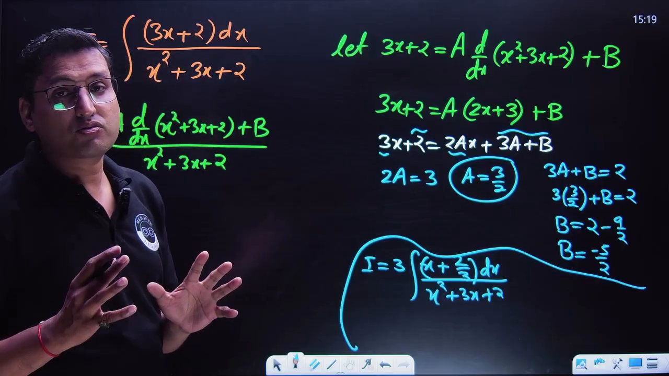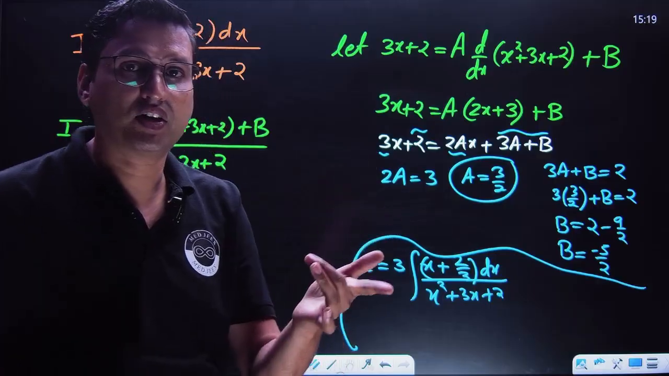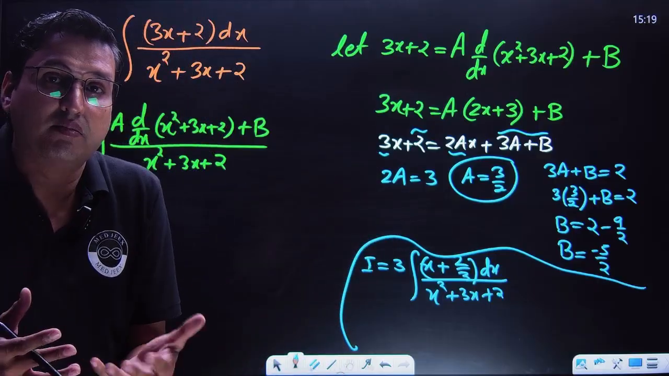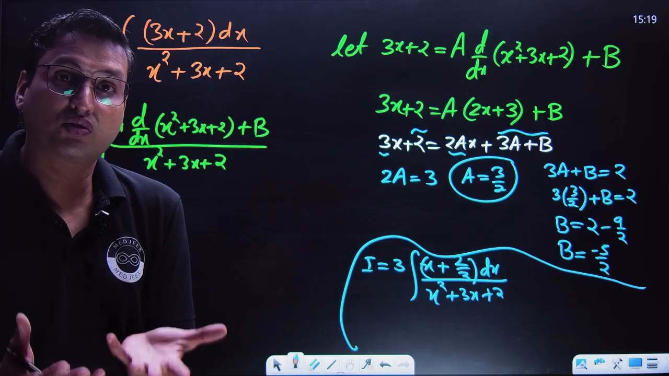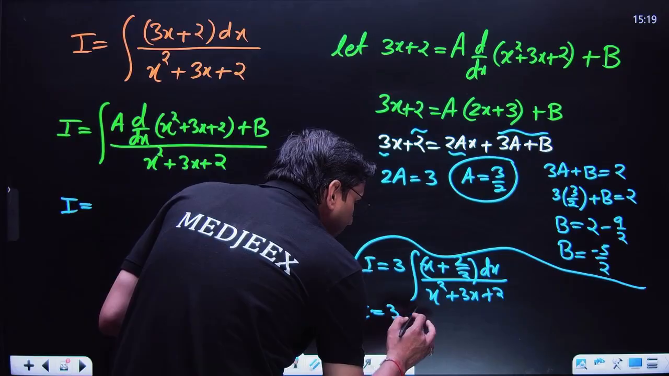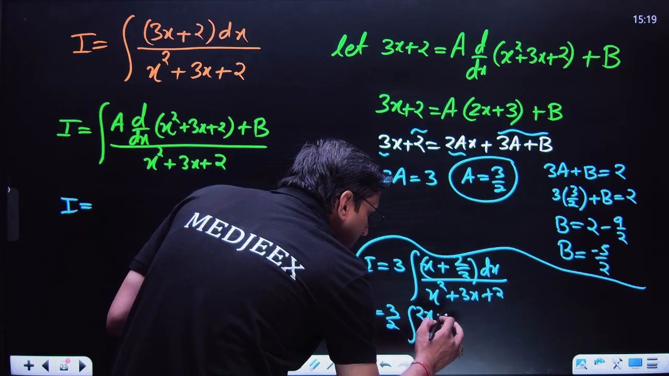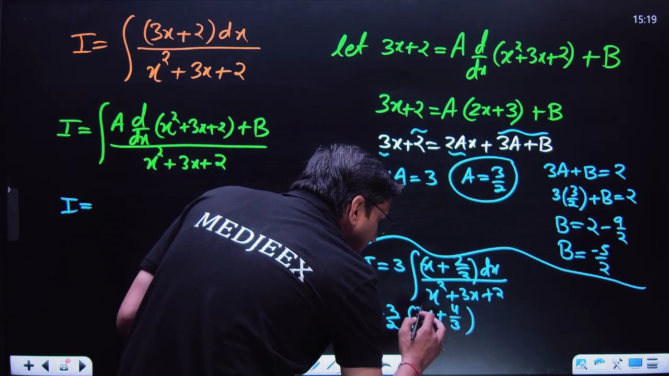A mathematics student has to be very smart so that he can pick from a number of methods which let him solve the particular question at speed. Then I is written as, I am going to multiply by 2. Why am I going to do this? Just look here.